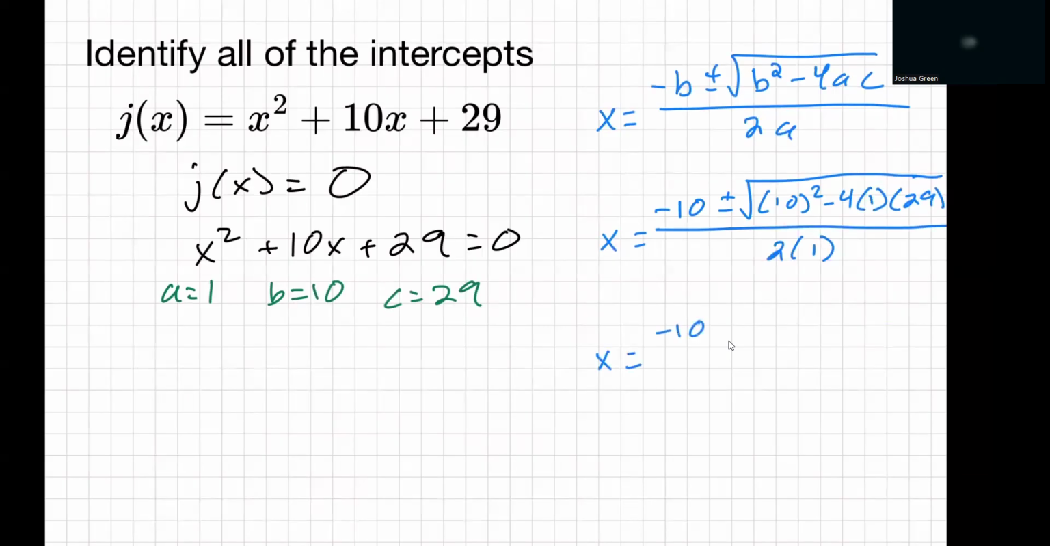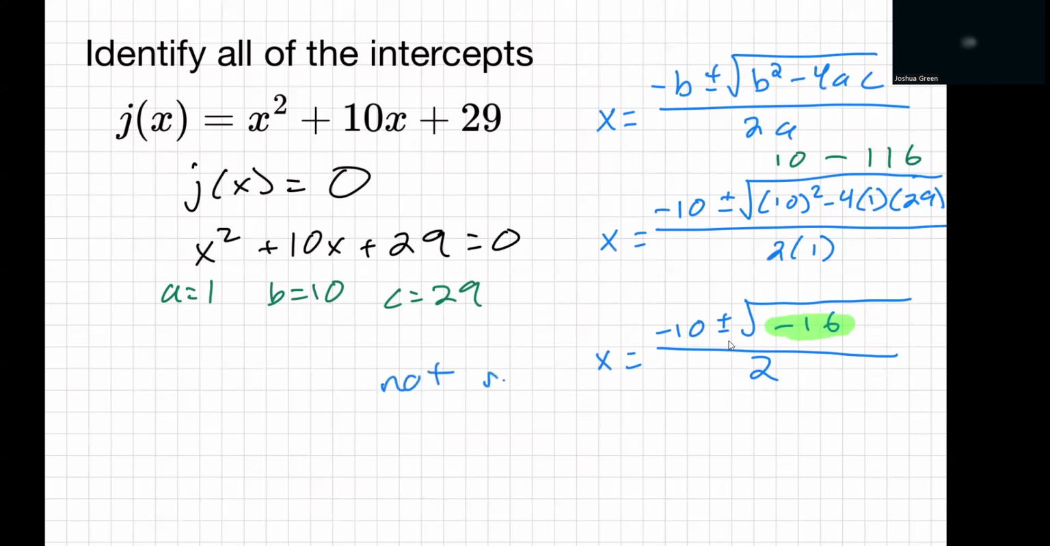So this will give us again -10 plus or minus the square root. So that's going to have 100 minus, what, 116? Okay. Which would then give us -16 in our square root. Now, at this point, if you're paying attention, you can say, hey, this is going to be complex. So you could just say, not real, no x-intercepts.